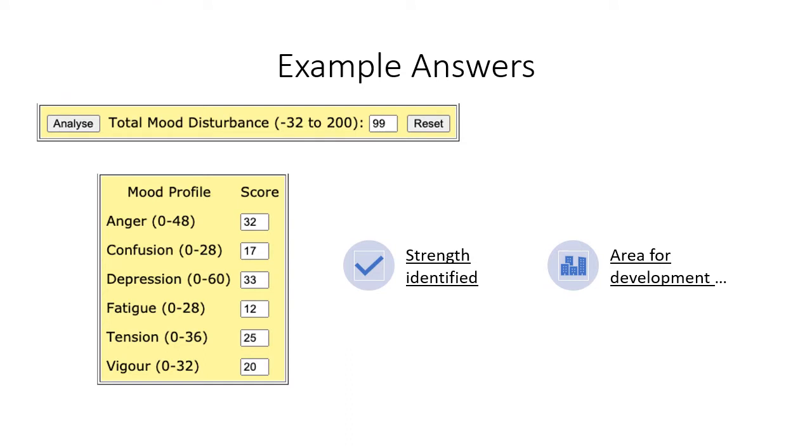As you can see here, I have flicked through the POMS test. I've selected answers just at random for the sake of these slides, and I've been able to generate a score of 99, and then there is also a breakdown there for each of the different mood profiles.